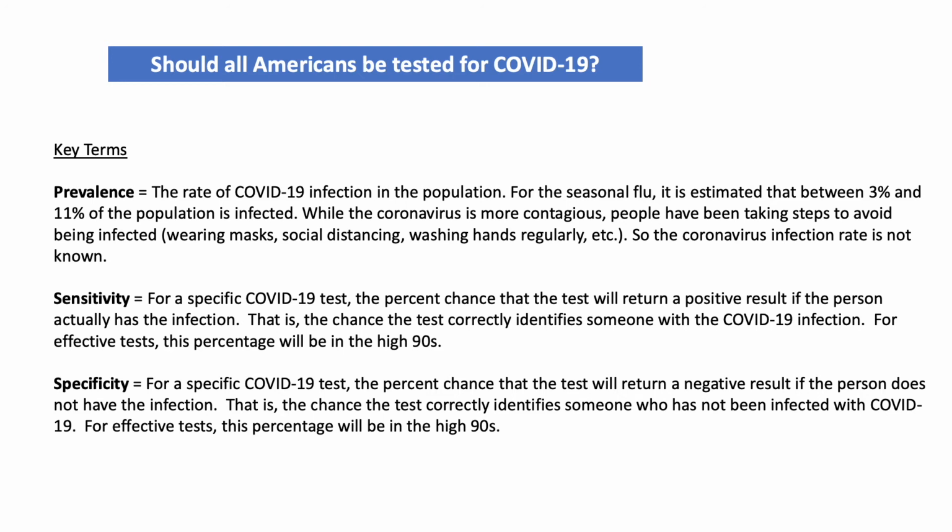For effective tests, the percentage will be in the high 90s. Specificity is similar, but this one refers to the percent chance that the test will return a negative result if the person does not have the infection. Again, we want this rate to be very high, close to 1, close to 100%. So in the high 90s.